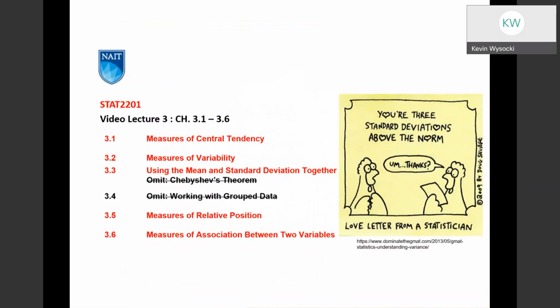We'll be covering chapters 3.1 to 3.6. We do omit 2 sections out of this. There's a small section called Chebyshev's theorem, and that's on page 110 to 112. We won't be doing that. As well as the whole section on 3.4, working with group data, and that's on pages 113 to 117. So we won't be doing this. We will be looking at the rest of the sections in the chapter. If the video is too long, I'll break it into 2 parts.